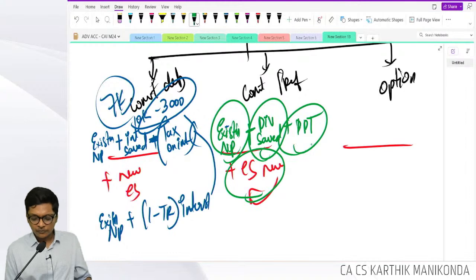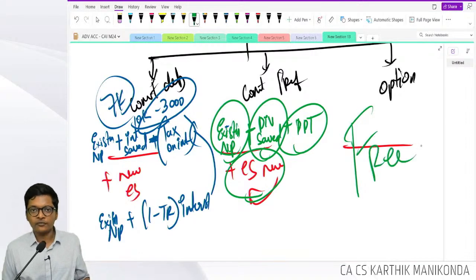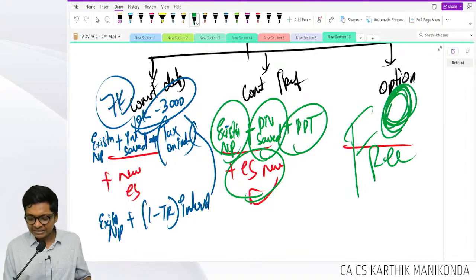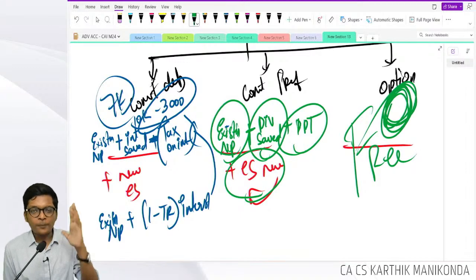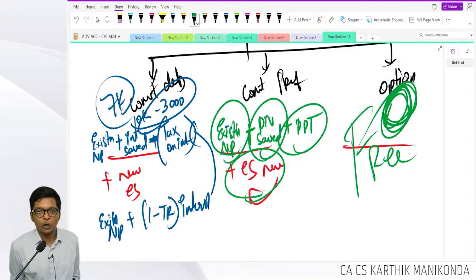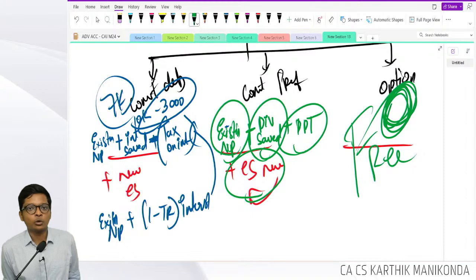For options, basically consider whatever is given for free. Numerator is always 0, guys. So first add options in the question. Always first add options. Numerator is always 0, 0, 0. Why is it 0?